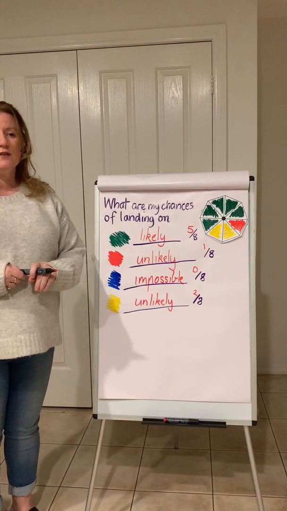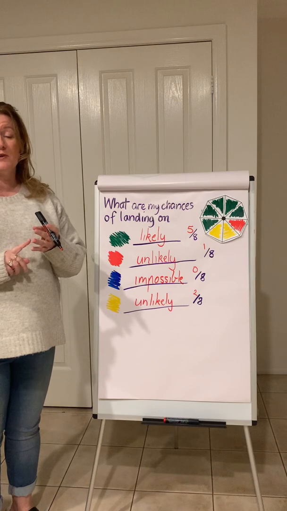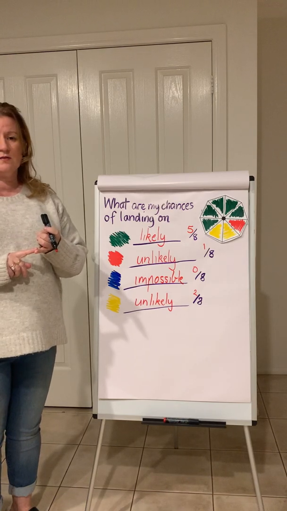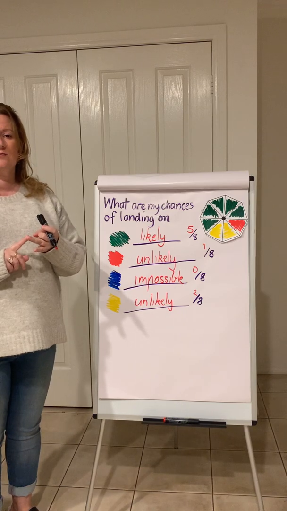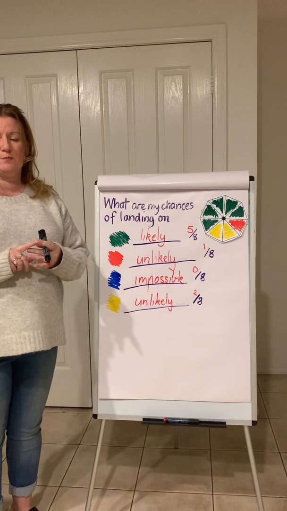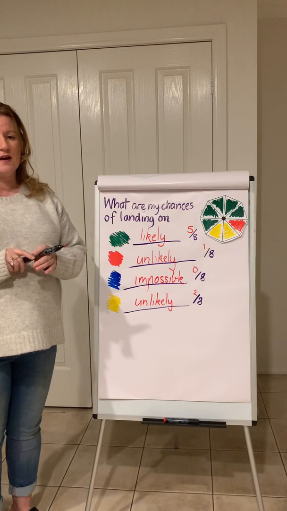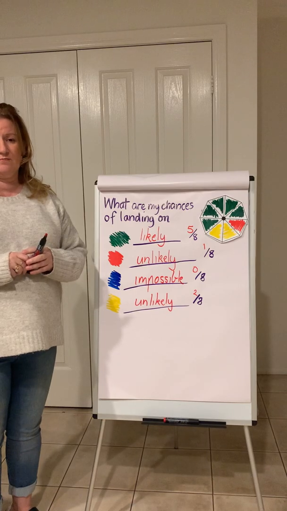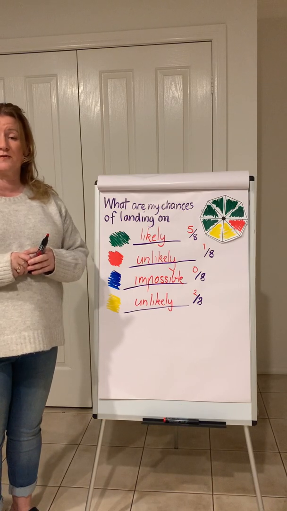Okay, so now I hope you feel really confident with your understanding of the words certain, likely, even chance, unlikely, and impossible. And remember, the other word for even chance is equally likely, or sometimes it's referred to as 50-50.